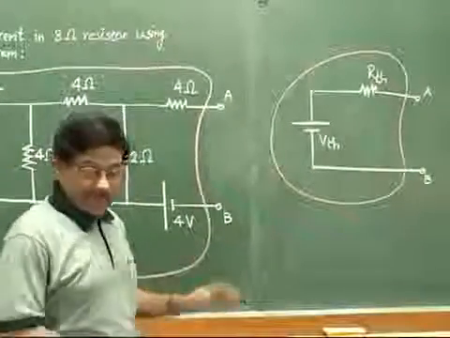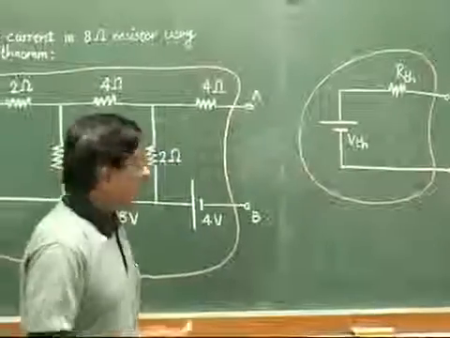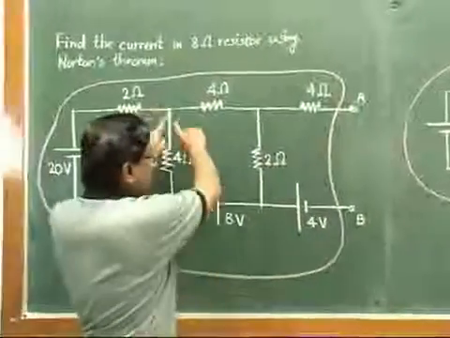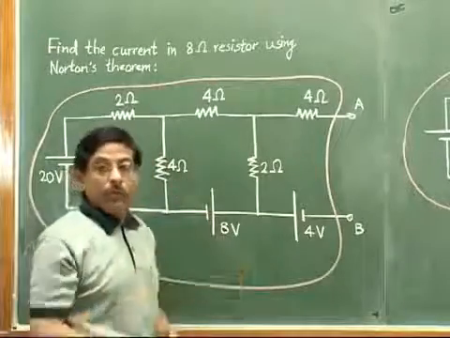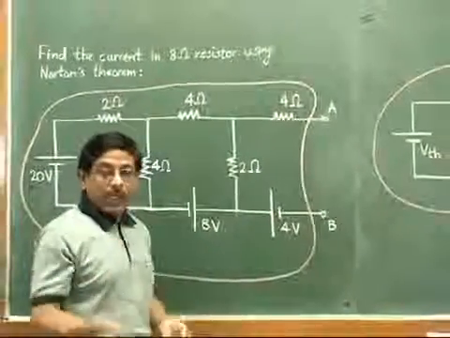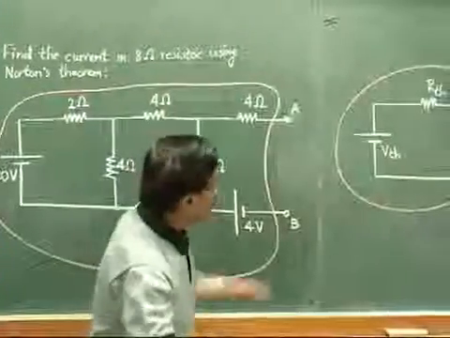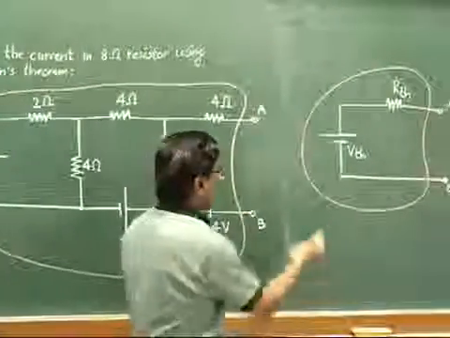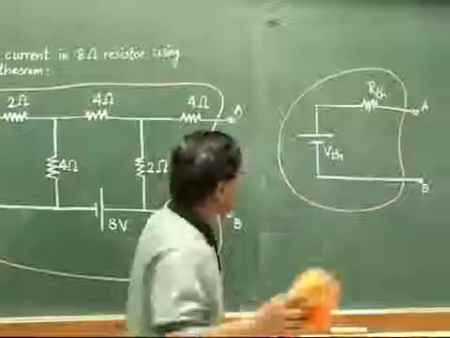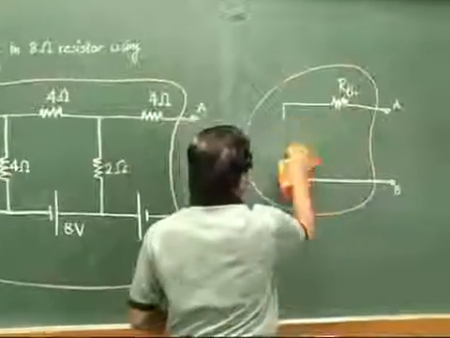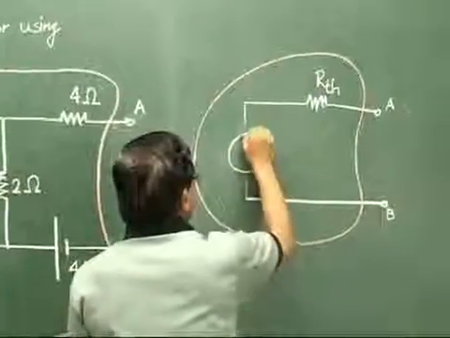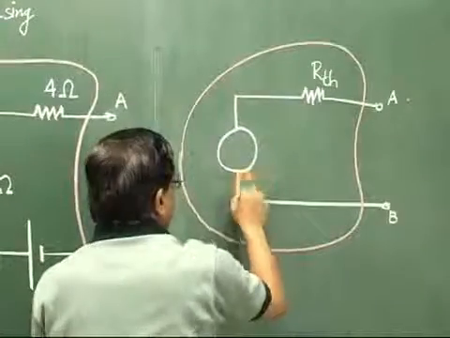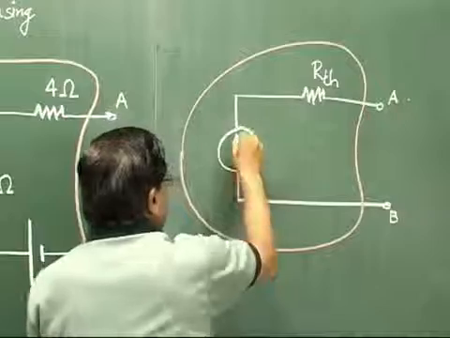What is the difference here? In Norton's theorem, Norton suggested that whatever we get in the space enclosed by the red line, we have to convert it into an equivalent circuit in which instead of a voltage source, there will be a current source. So it would be like this. Instead of a voltage source, there would be a simple current source like this.